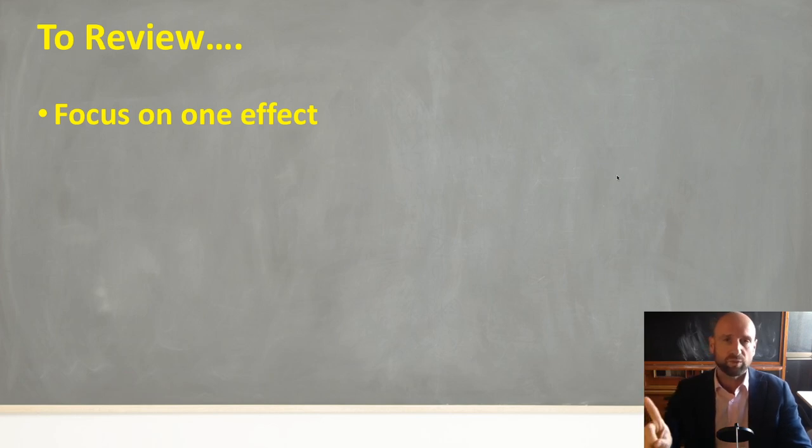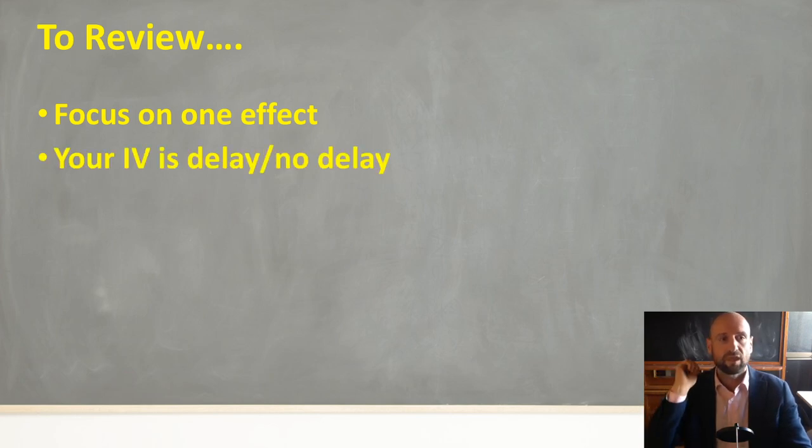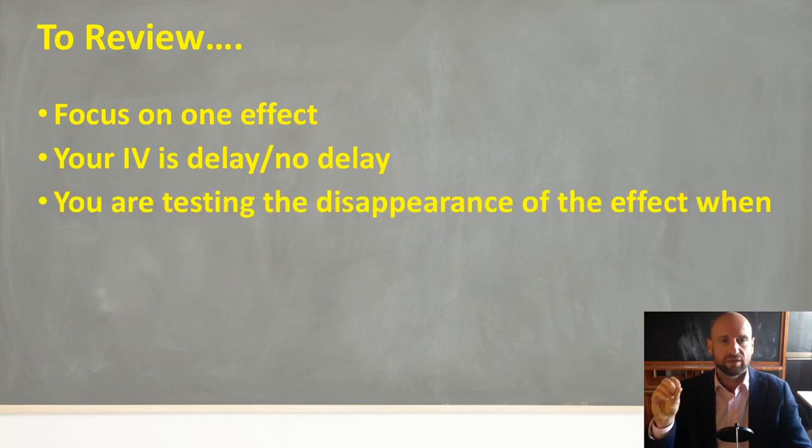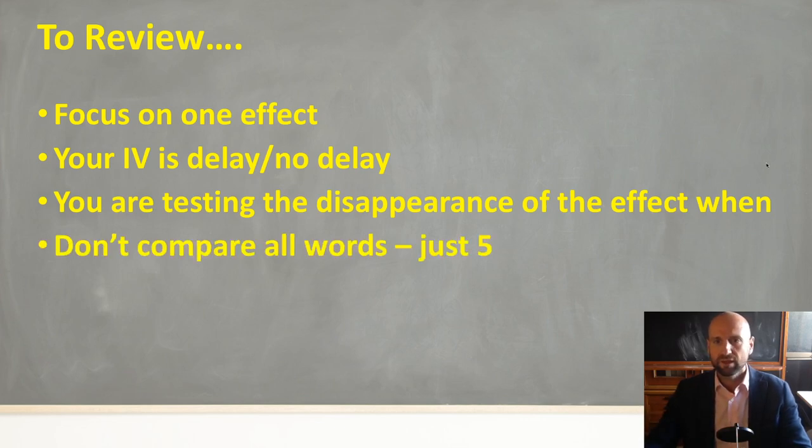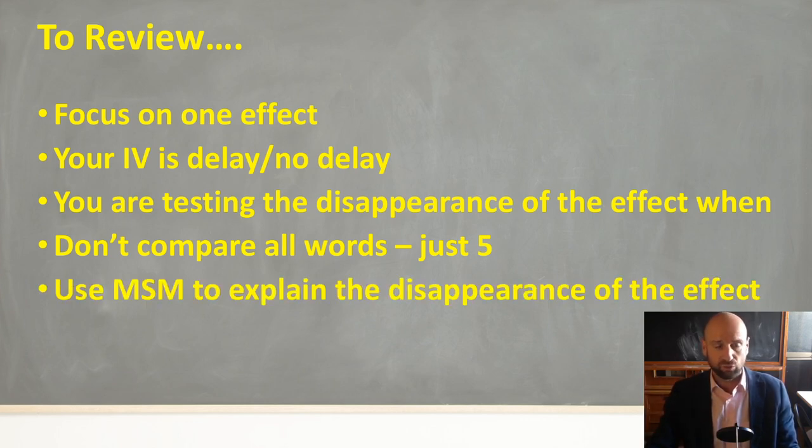So review, focus on one effect. You know which one. Your independent variable is the delay, no delay. It's not the primacy recency effect. That's not your independent variable. You're testing the disappearance of the effect, right? When there's a delay, and you're not allowed to recall the words. Don't compare all the words across both conditions with 15. Figure out just 5 words, okay? And it's probably going to be the last 5, right? If you're doing the effect that I'm strongly recommending that you do.